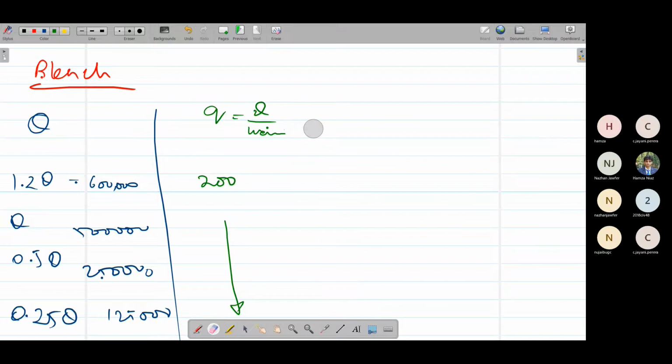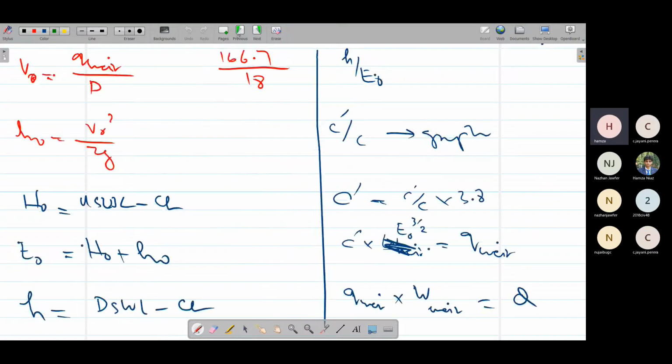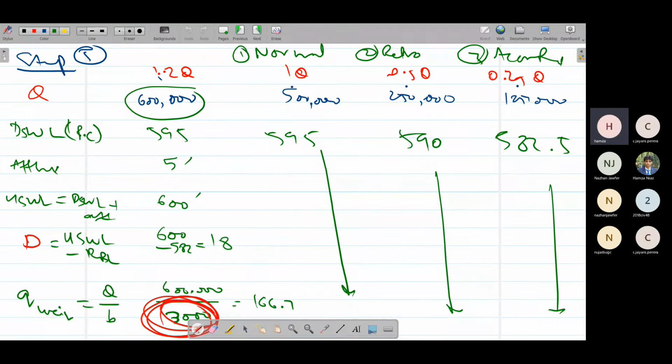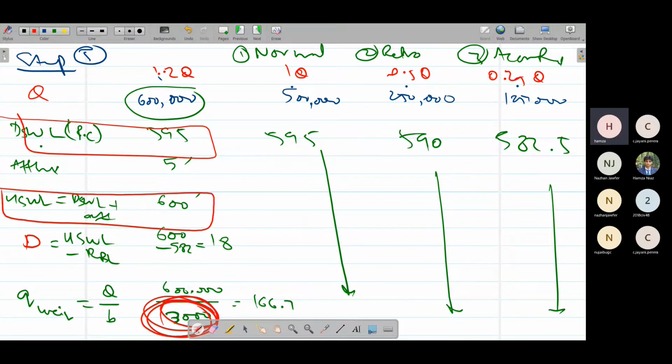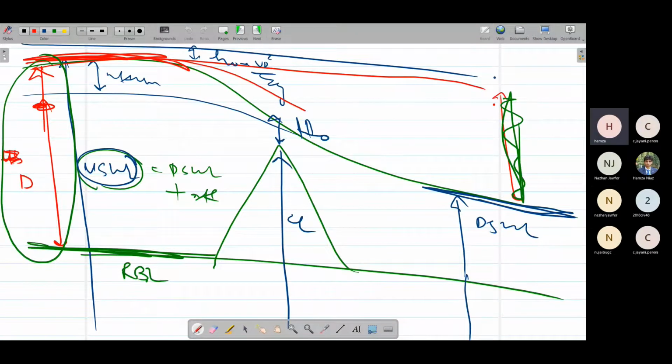After this, we have to determine the upstream energy level and the downstream energy level. We have to get these values. If we look at what we determined before, we have the downstream water level and the upstream water level. If we simply add the velocity head to the downstream water level and the upstream water level, we can get the energy levels.